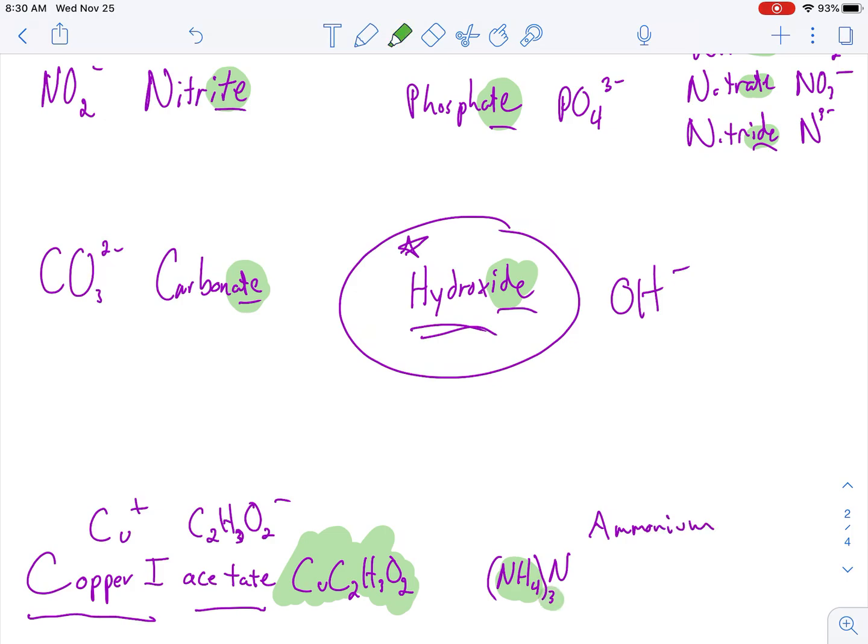I don't need to mention how many I have, because how many I have is due to the charge of nitrogen in this case, which is 3 negative. Nitrogen is going to change to nitride. And then we have ammonium nitride.